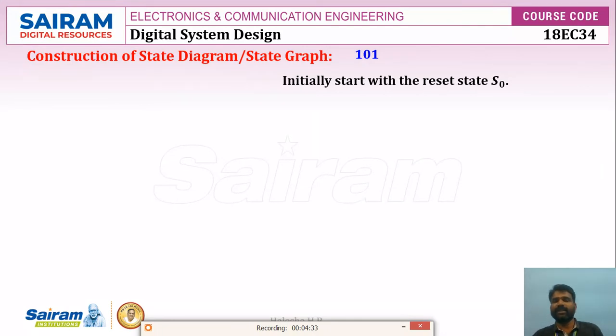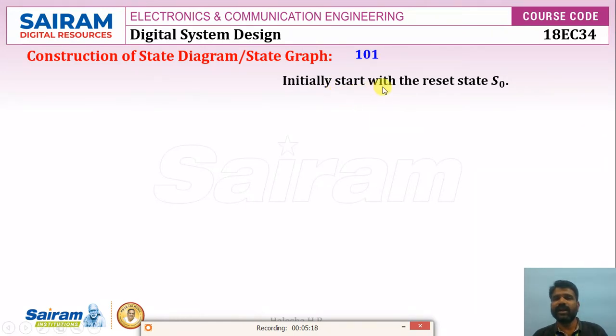Let's start our design. Construction of the state diagram, also called the state graph. In a combinational circuit, once we understood the problem statement, we construct the truth table, and from the truth table we get the expression, reduce the expression and simplify the implementation. But here, once you understood the concept, you need to construct either a state table or a state diagram. So now let's construct the state diagram. We understood the problem: whenever the sequence 101 occurs, we should make output 1; until that, output is 0.